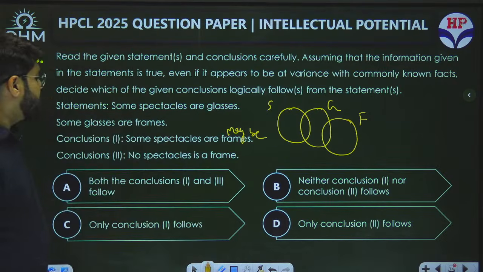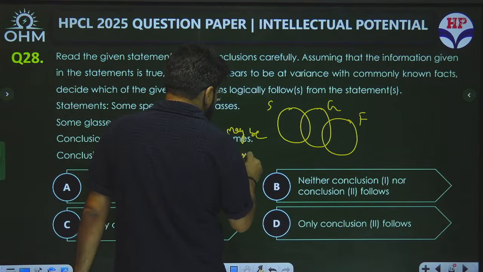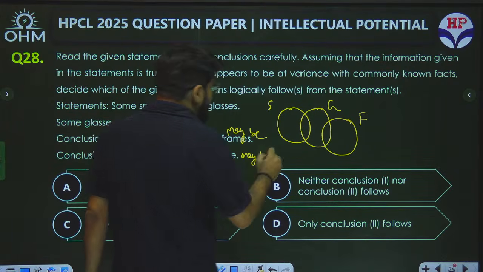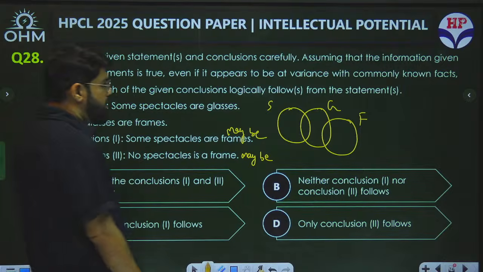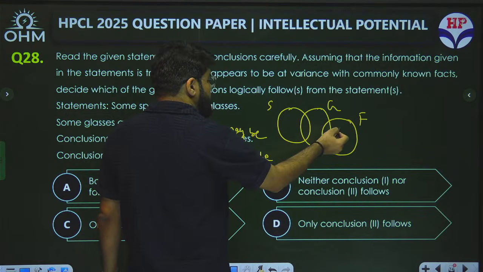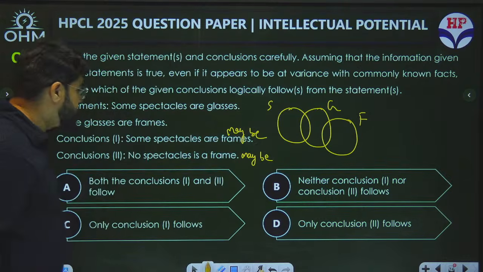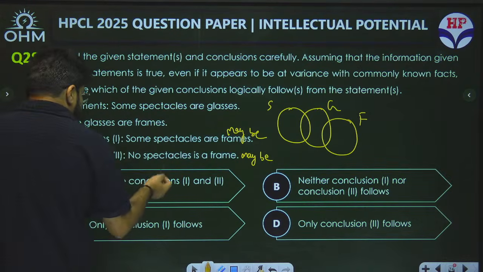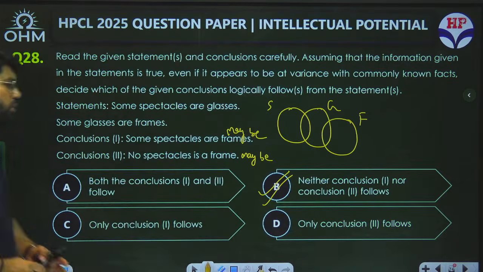Second, no spectacle is a frame. That also, anything can happen. No spectacle is a frame is again maybe. We can't be sure. Some of the spectacles are glasses, some of the glasses are also frames. So A equal B, B equal to C, some A may also be equal to C. That's what I'm telling. Both are maybe, so maybe is not a conclusion. So neither 1 nor 2. Nothing will follow here. This is question number 28. Next one.